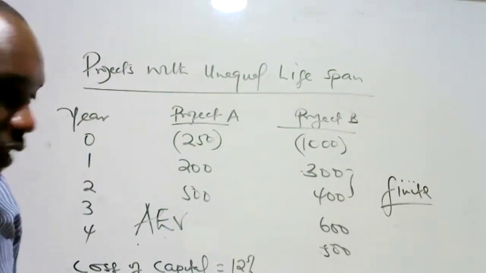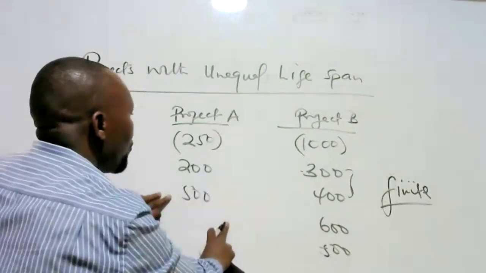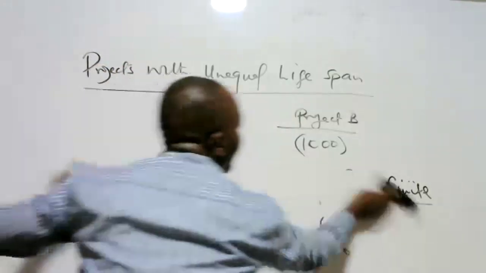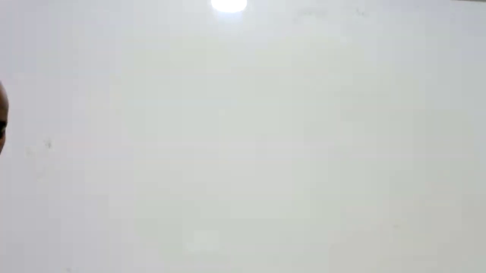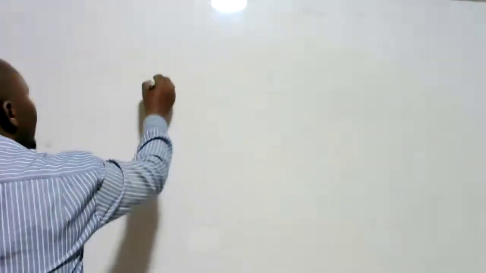So what we do, solution: you get the LCM for the periods that you're given. This one is 2 years, this one is 4. Get the LCM for 2 and 4. What is the LCM? LCM is the least common multiple, the minimum number that all of them go into.